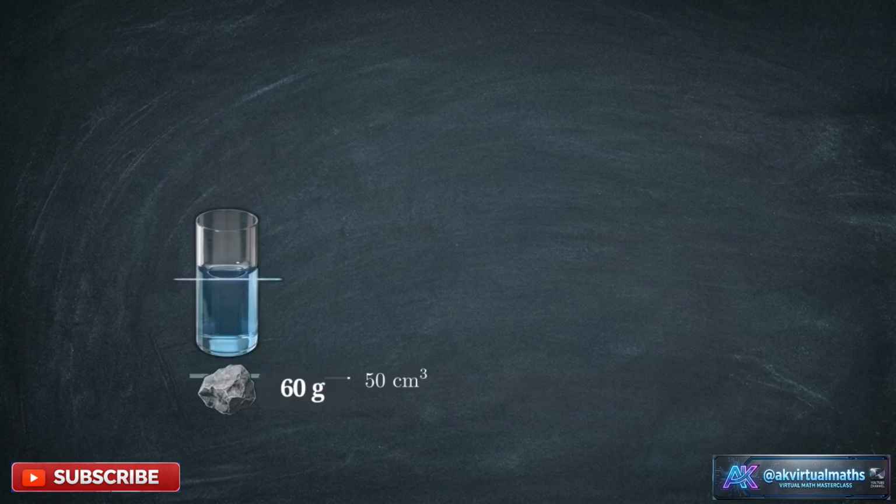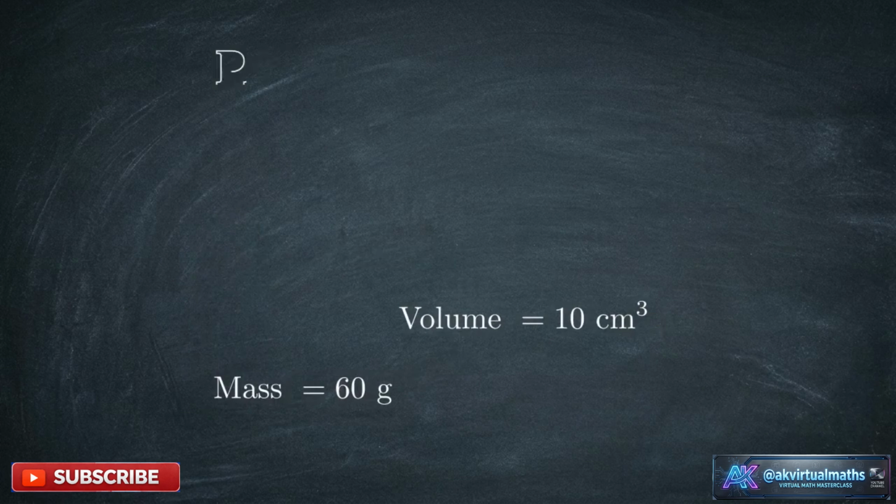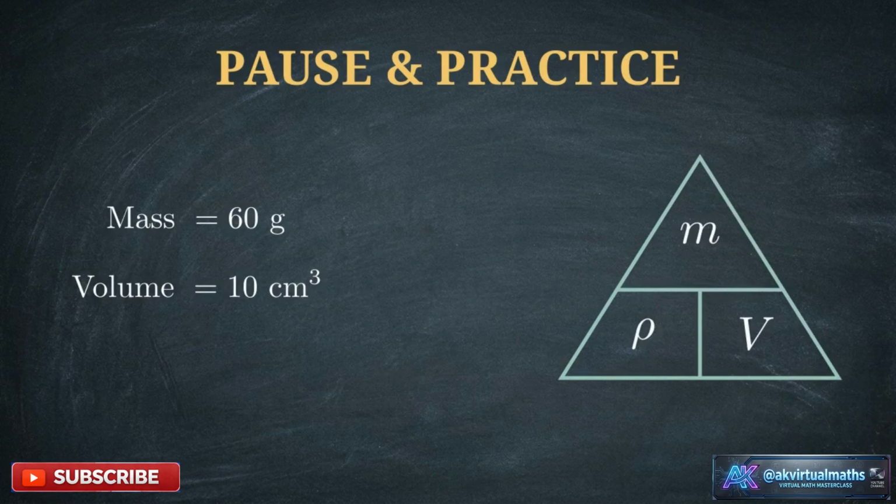Here, we have a 60-gram rock dropping into a cylinder filled with 50 cubic centimeters of water. The water level rises to 60. By subtracting the starting volume from the final volume, 60 minus 50, we can prove the rock's volume is exactly 10 cubic centimeters. Now it's your turn.